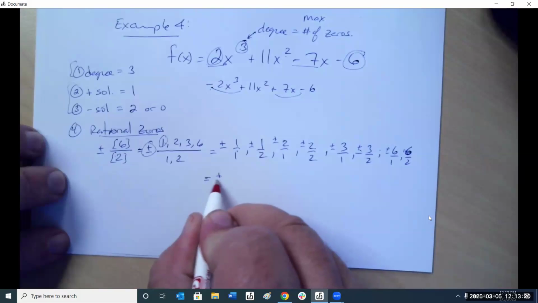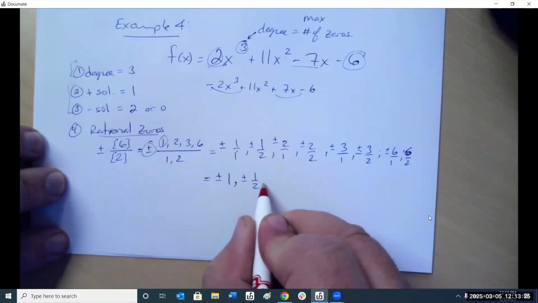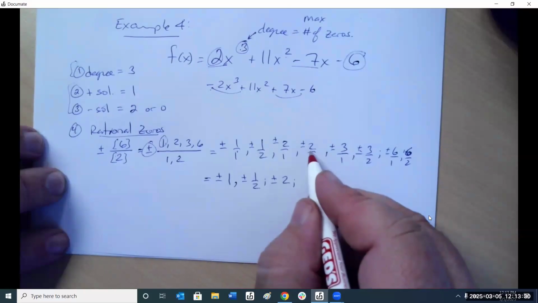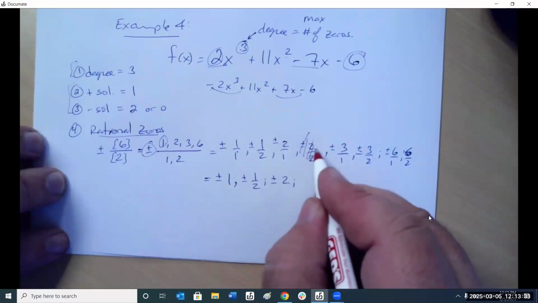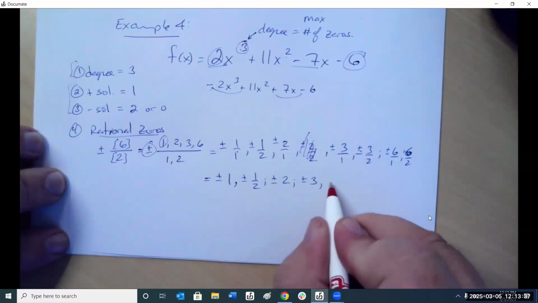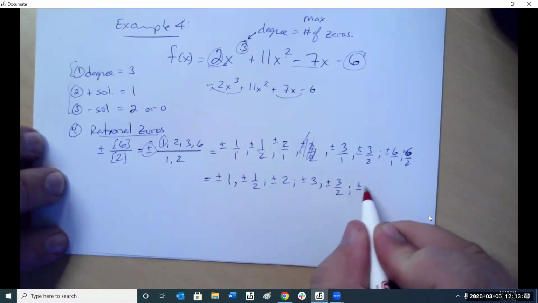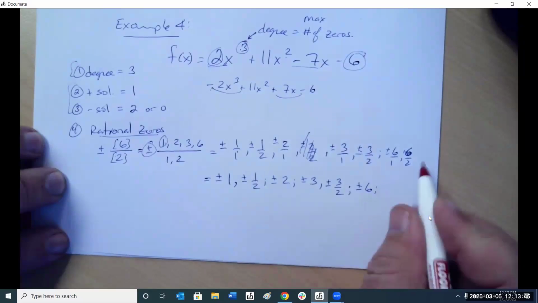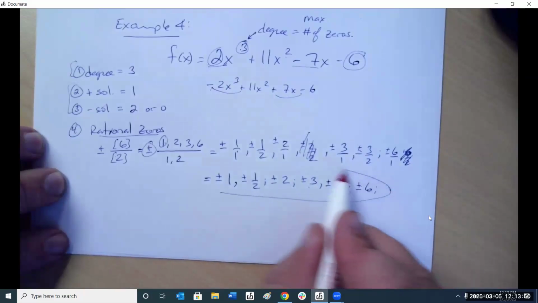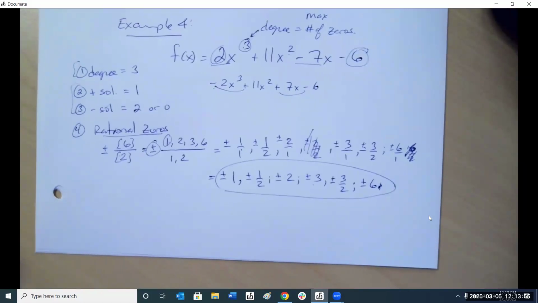So these are possibilities of plus or minus 1, plus or minus 1/2, plus or minus 2. 2 over 2 is 1, so I don't need that anymore. Plus or minus 3, plus or minus 3/2, plus or minus 6. 6 over 2 is 3, I have that already. So now these are my possibilities. All of my real zeros have to come from that list.